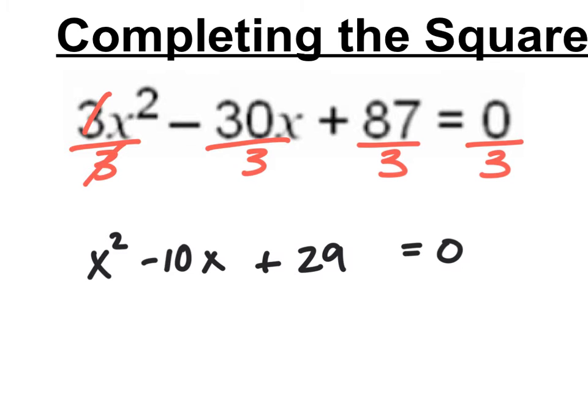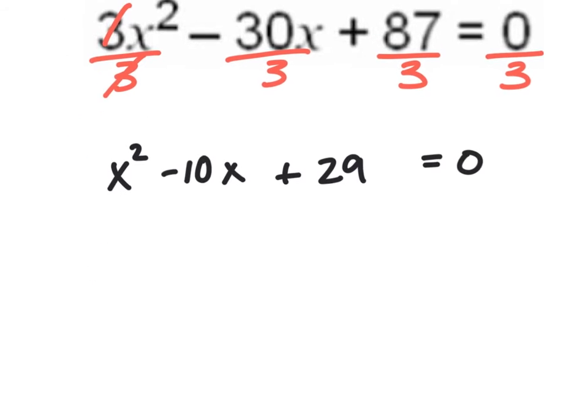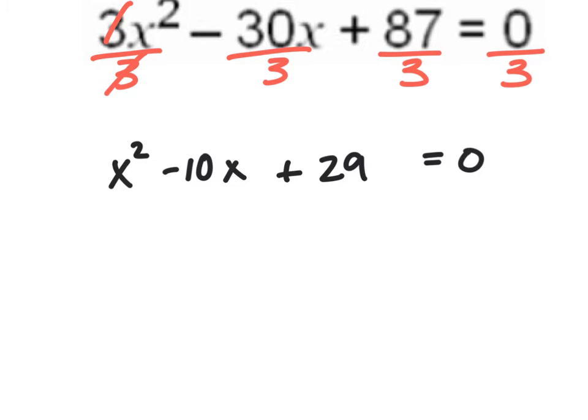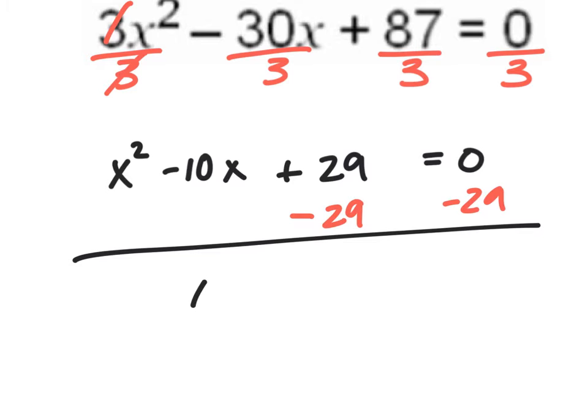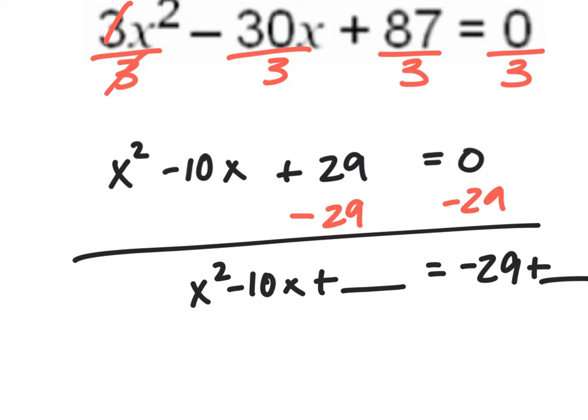Okay, so now what I have is this trinomial, and I'd love to solve it by factoring, okay, but I can't do that. What two numbers add to -10 but multiply to 29? 29 is a prime number. It's only divisible by itself and 1. So I can't really do anything here. Okay, so what I need to do is solve this by completing the square. Completing the square will always give you an answer. So I'm going to subtract 29 from both sides, okay? And so then I get x squared minus 10x plus blank is equal to -29 plus blank.